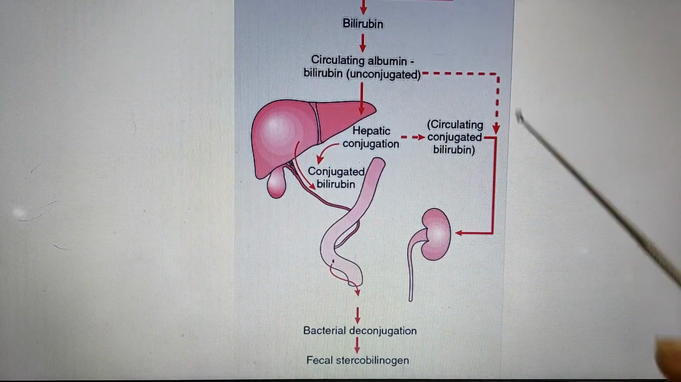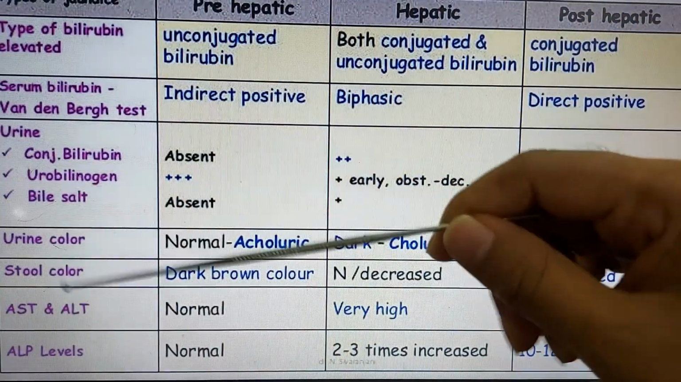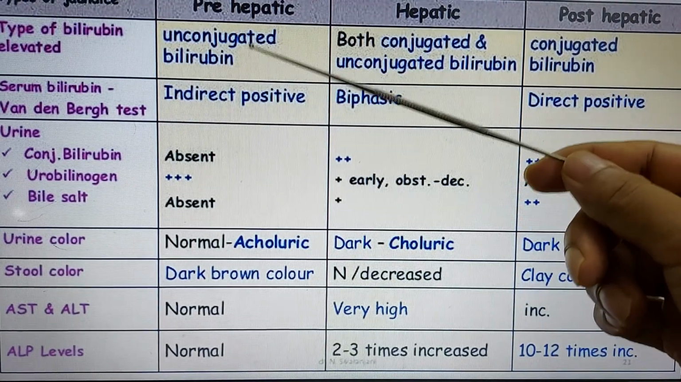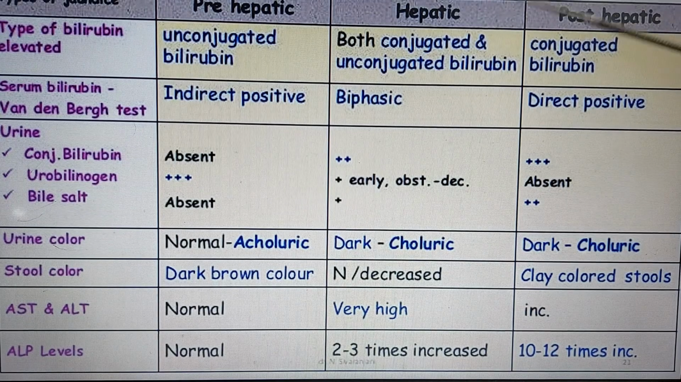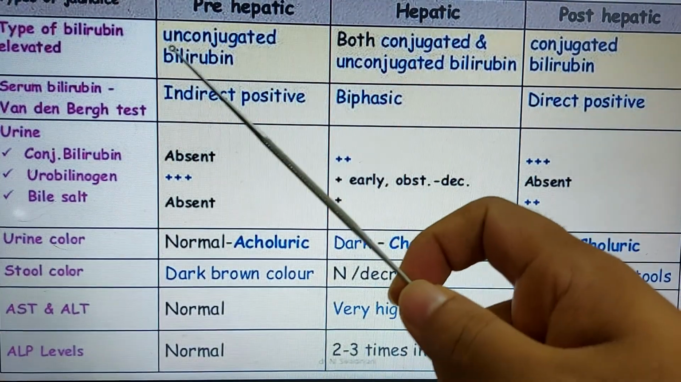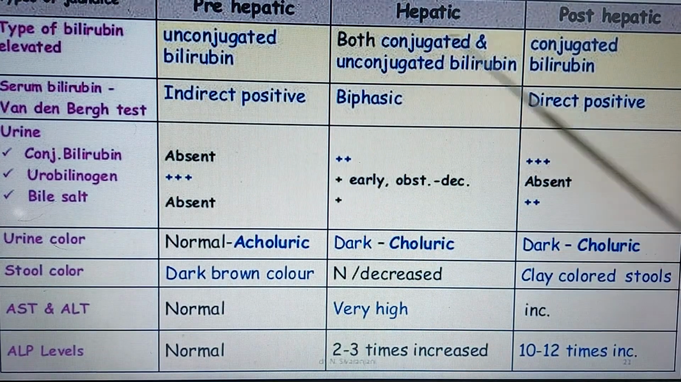So in summary, we see what will happen in the different types. In prehepatic jaundice, there is more and more unconjugated bilirubin. In hepatic jaundice, both conjugated and unconjugated bilirubin will be increased, and in post-hepatic or obstructive jaundice, there is only conjugated bilirubin. So if we do a biochemical test in the blood, we see this.